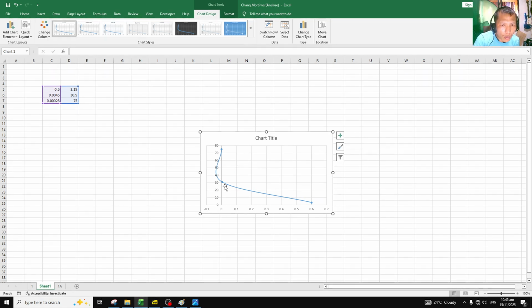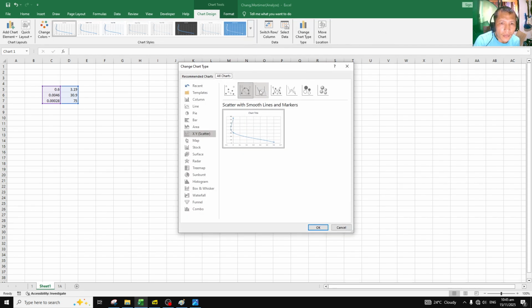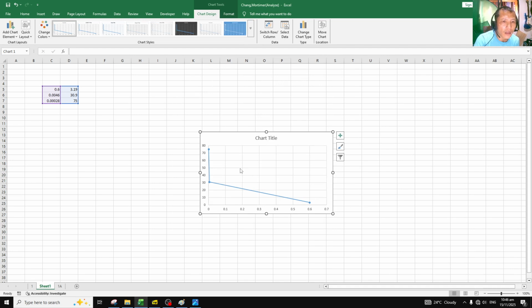Basically it goes downward, so it's too smooth a curve. I think we have to change the chart type. I think that's better. It looks like an inverse logarithmic curve.